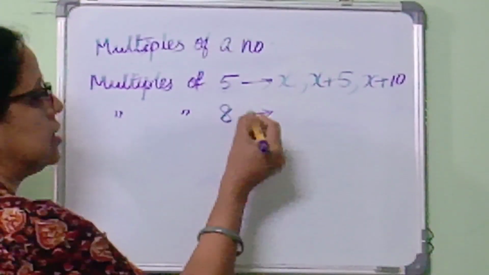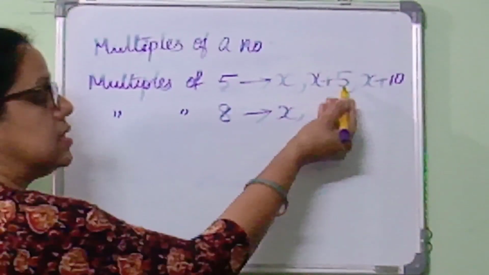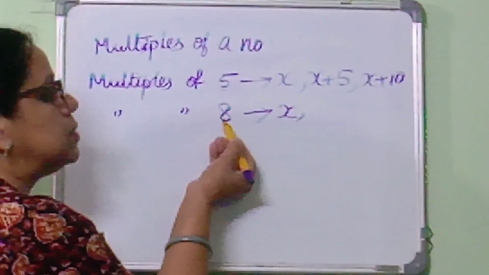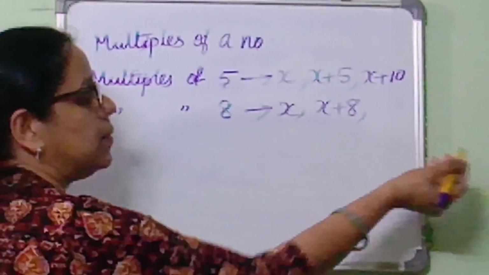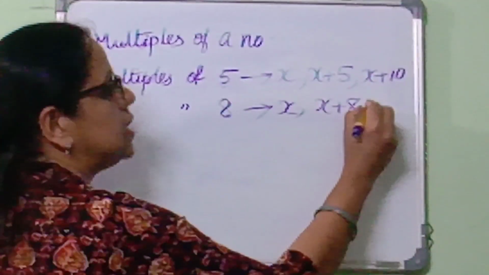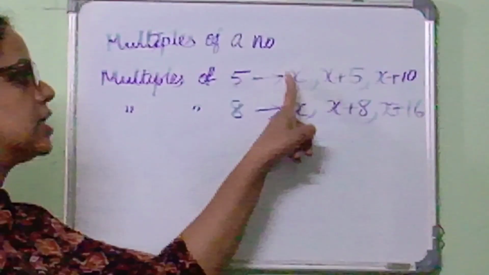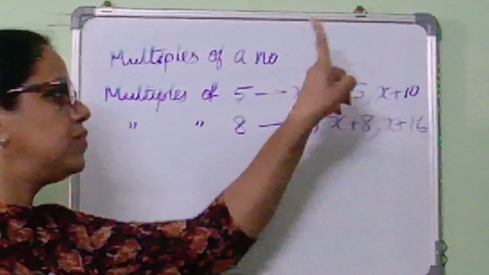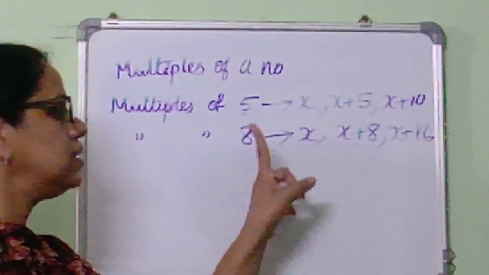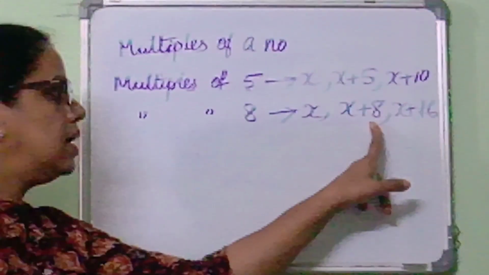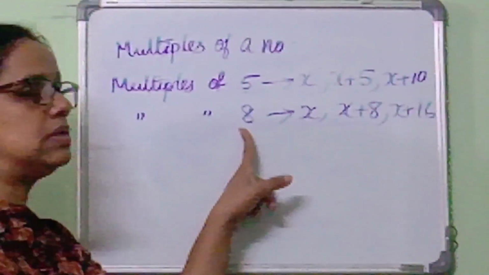Multiples of 5 differ by 5. Like multiples of 8, the first number we can consider as x. Then the next will be x plus 8, and the next will be x plus 8 plus 8, that means x plus 16, and so on. So here x and x plus 5 and x plus 5 plus 5, that means x plus 10 and so on are the multiples of 5. And in the case of 8, x, then x plus 8 and then x plus 8 plus 8, that means x plus 16 and so on in the case of multiples of 8.